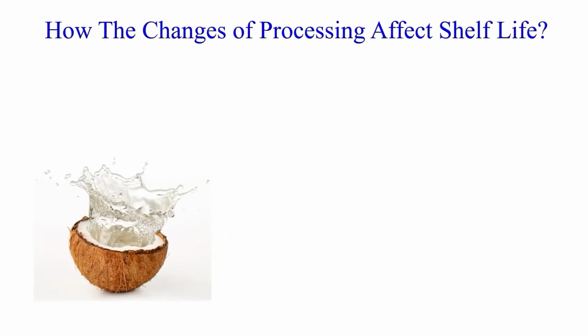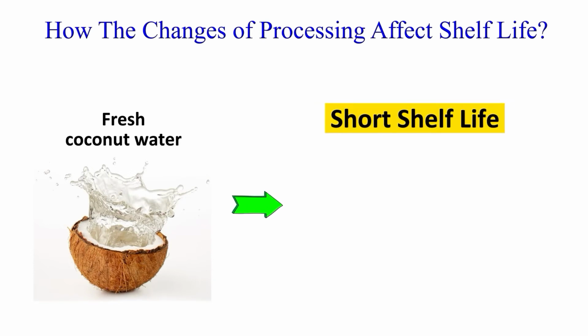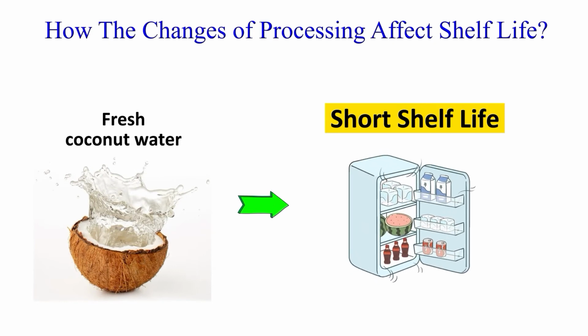Secondly, how changes in processing affect shelf life. On our left-hand side, we can see fresh coconut water. It gives you a refreshing sensation when you drink it. But if you want to sell it, the shelf life of fresh coconut water is very short. It may last about 2 or 3 days after being plucked from the coconut tree. If you chill it, it may extend the shelf life to about 2 weeks. So, what should we do?